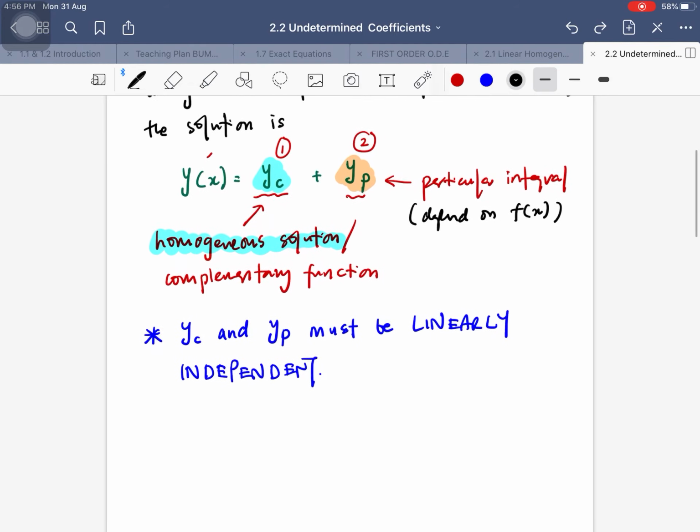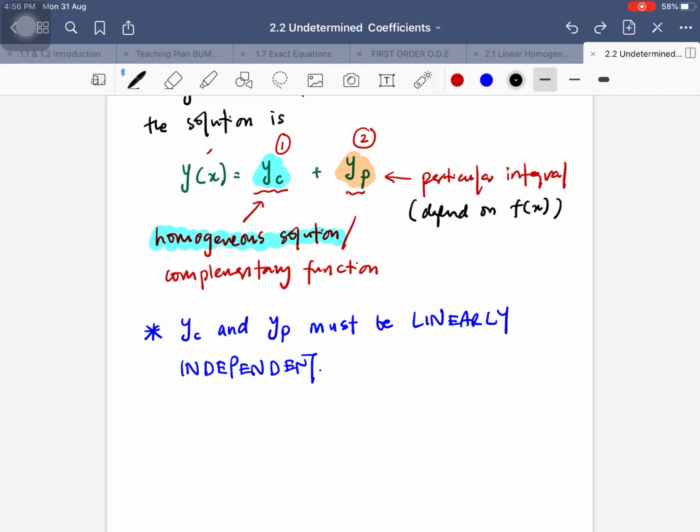Okay, however, there is one condition that is super important. Every single time that you write down your yc and after that you write your yp, right after you have written your yp, you have to check for this condition. The condition is that your yc and yp must be linearly independent.